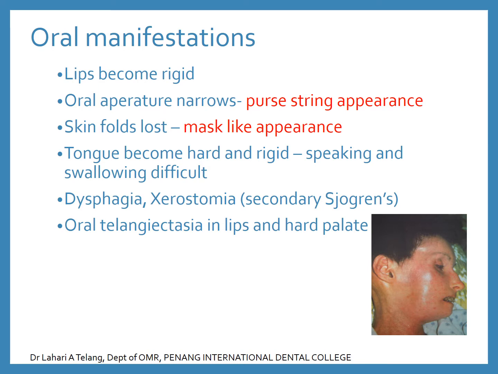You must remember that scleroderma is an autoimmune disorder. So many of the autoimmune disorders generally coexist together, and hence there could be both connective tissue features as well as other systemic involvement. Oral telangiectasias can be seen on the lips and the hard palate. So what is important to understand is the patient could have a mask-like appearance because of the skin folds becoming rigid and lost, and the oral aperture becomes smaller.